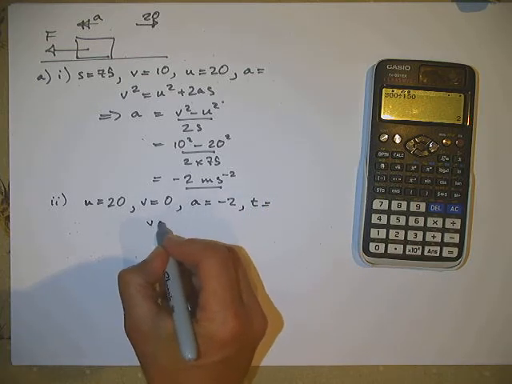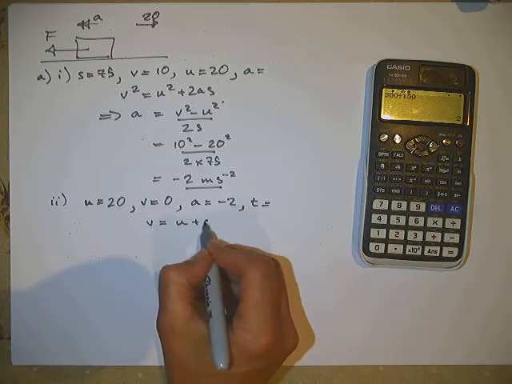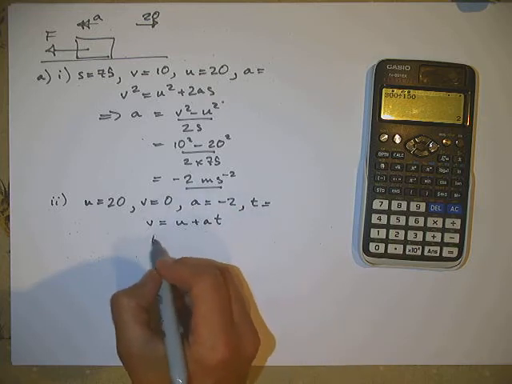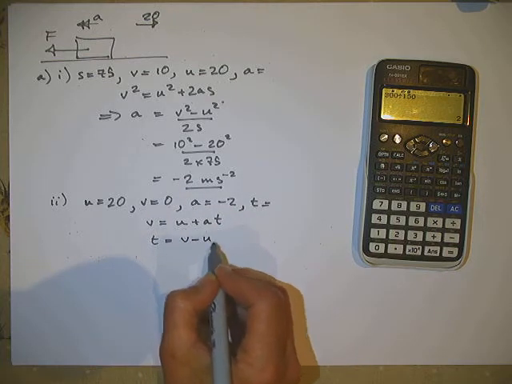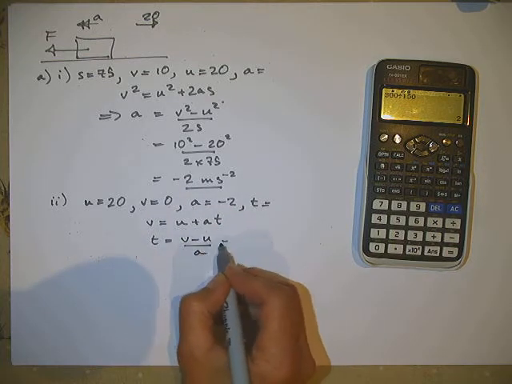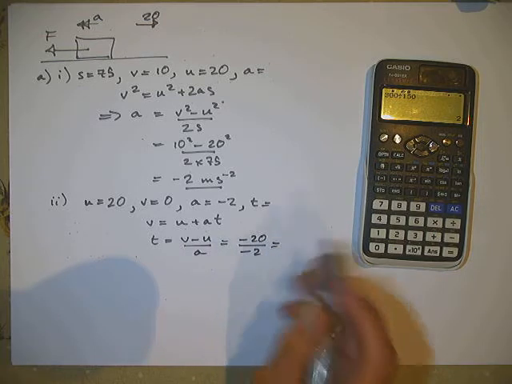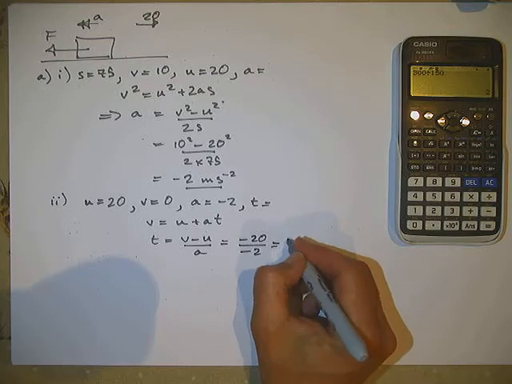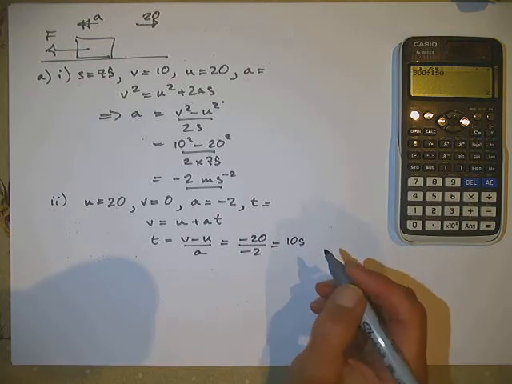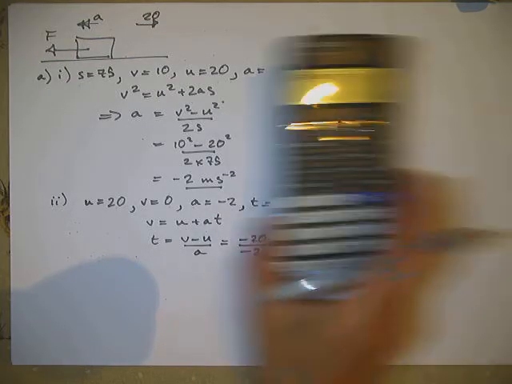Right, okay then. Happy with that. So V is U plus AT. T is V minus U over A, which is minus 20 over minus 2. Now, of course, we can do that in our head. 10 seconds.